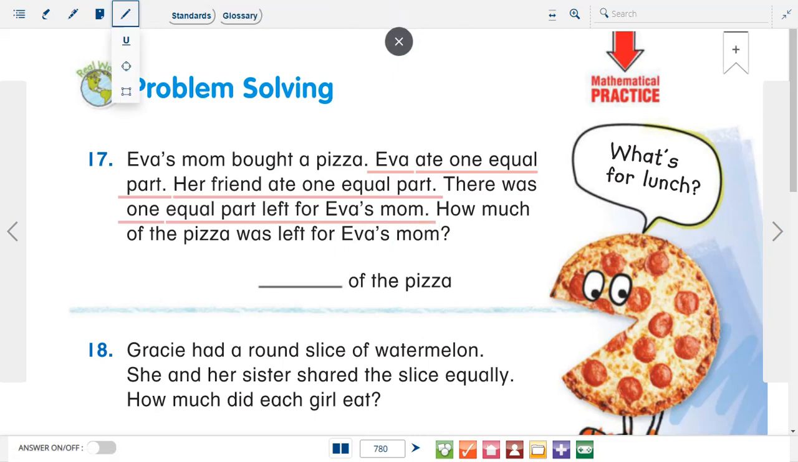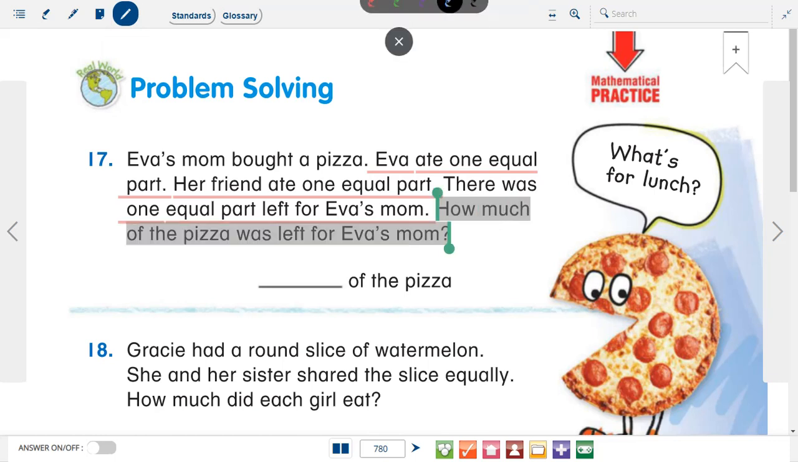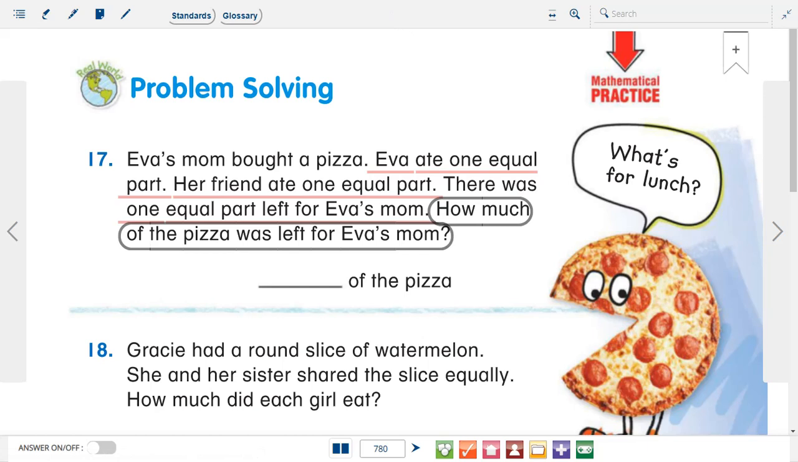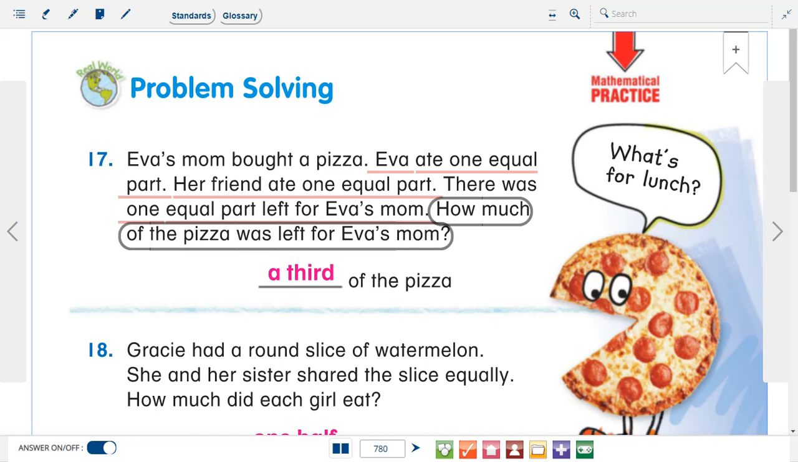3 equal parts. I will circle this because it is the question. How much of the pizza was left for Eva's mom? We said when we have 3 equal parts, one part is a third, okay? So a third of the pizza, because Eva ate a third, her friend ate a third, and the last third was for Eva's mom. So a third of the pizza.